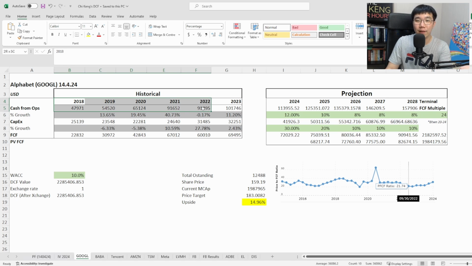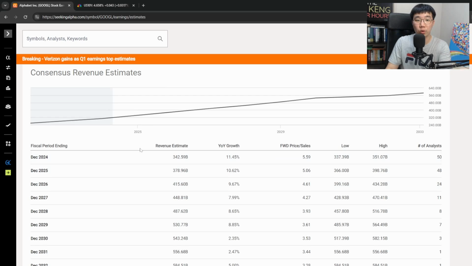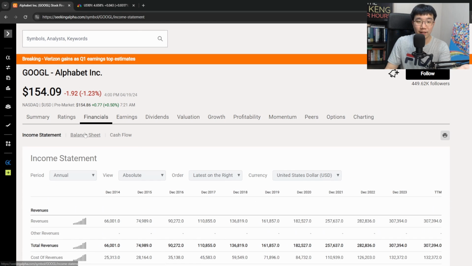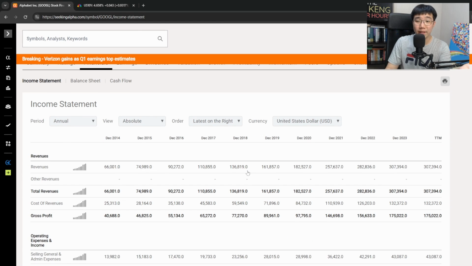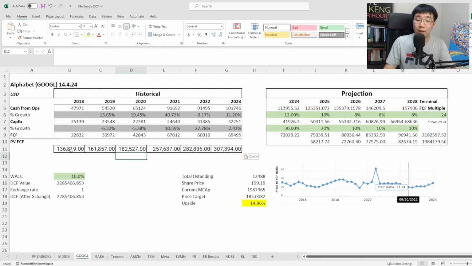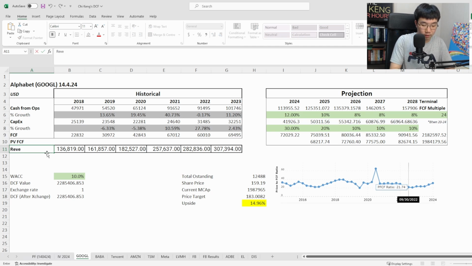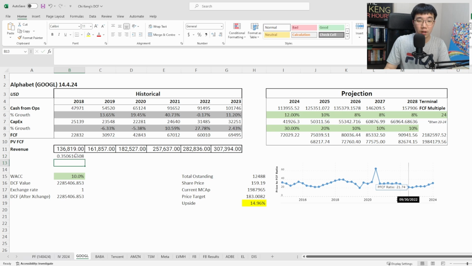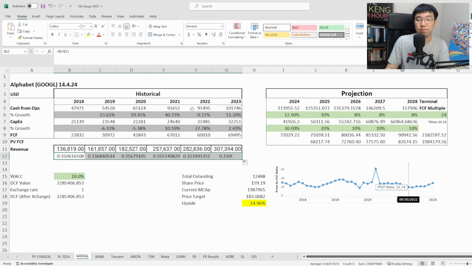So historically, I have the last 6 years here from 2018 to 2023. When I go into their financials and pull their revenue, 2018 to 2023, I'm just going to pull out these 6 cells and copy them over here. So this is the revenue top line. And maybe I'll just put a reference here. So this is revenue. And when I divide the cash from operations by the revenue and apply it across the board, this is basically the cash from operations margins, if you guys can see it.